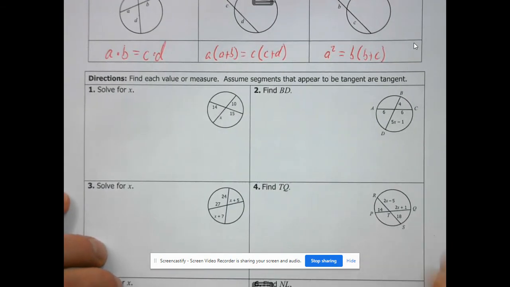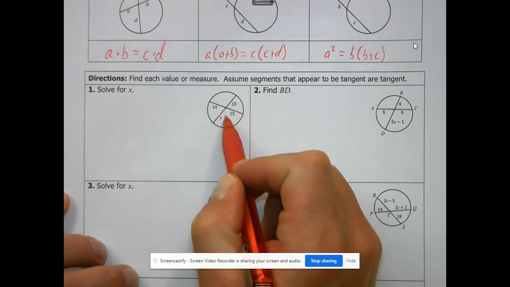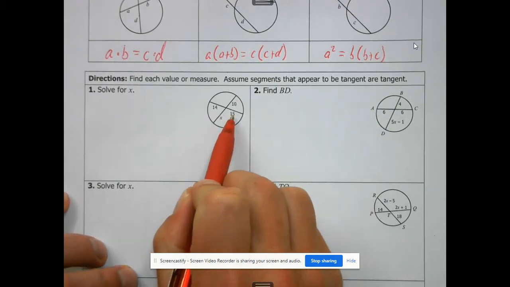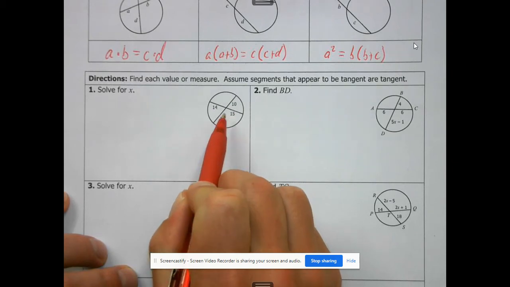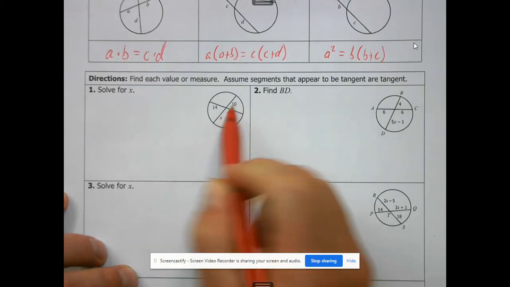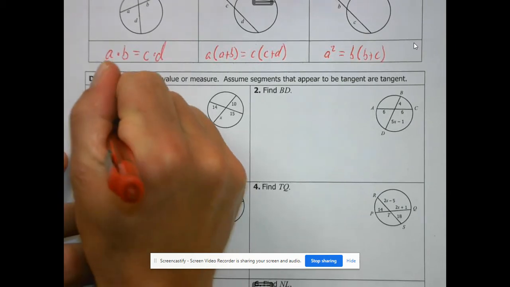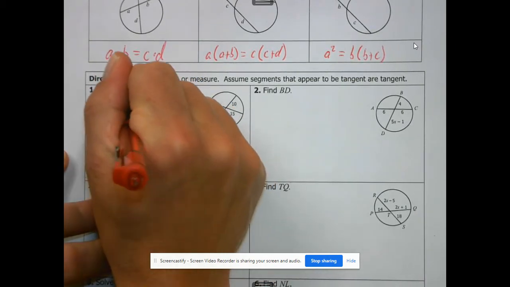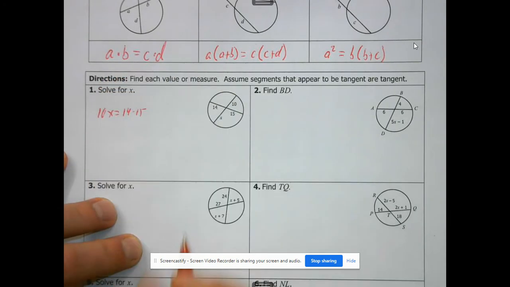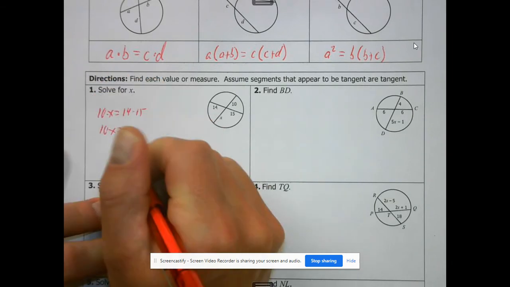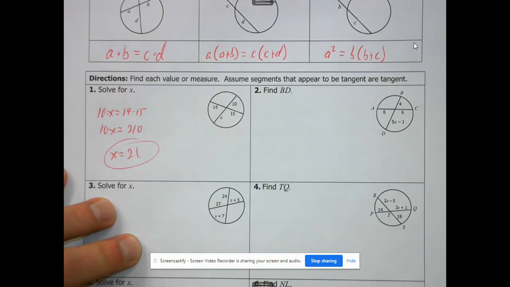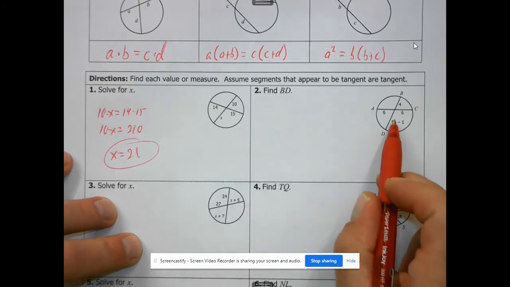Number one, that's two chords going through. That's type 1, so the formula is this piece times this piece equals this piece times this piece. So we'll have 10x. 14 times 15 is 210. I'll write it out so you see where it comes from. 10 times x, 10x. 14 times 15, 210. Divide by 10, 21. No big deal.